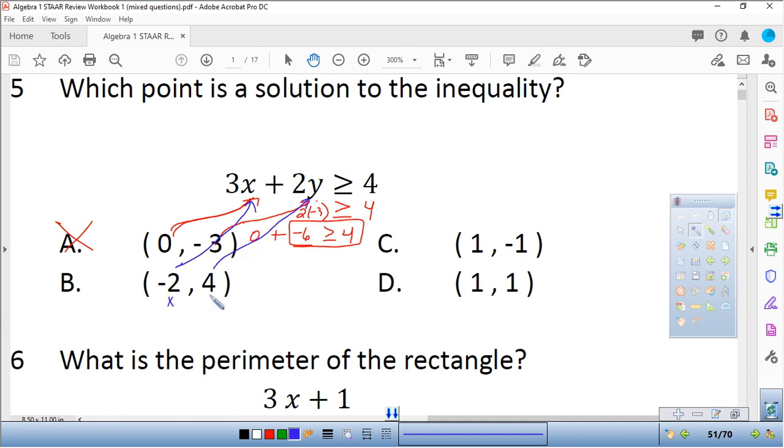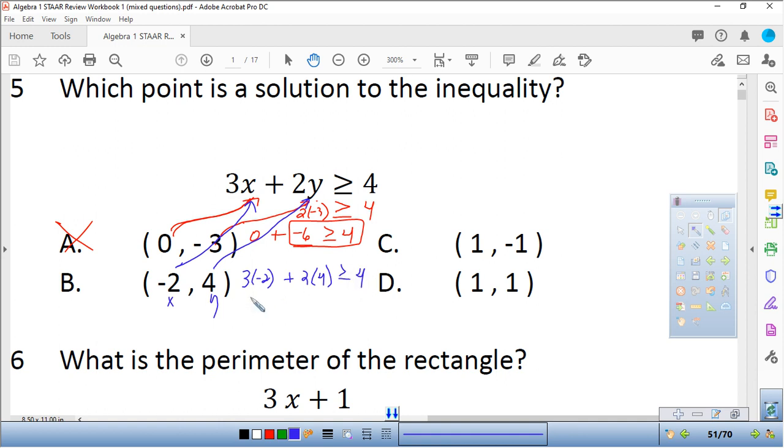Remember, these are your X, your Y. This is your domain. This is your range. This is your independent, your dependent. However you want to look at it, you've got to remember those words. And then you come out here and go, well, 3 times the negative 2 plus 2 times the 4. Is that greater than or equal to 4?